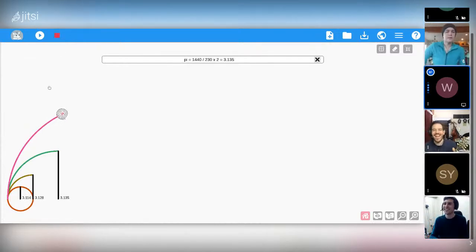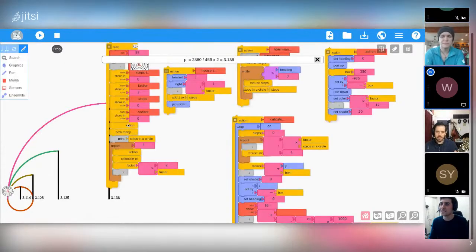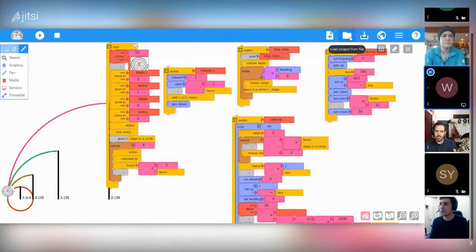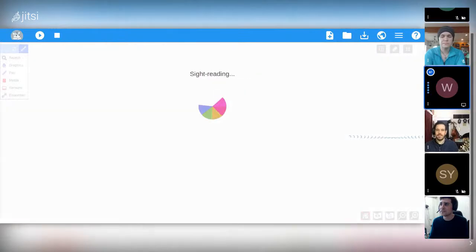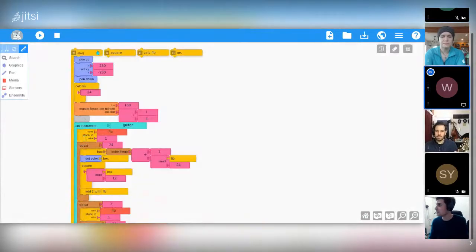So anyway, I'll just let this one more approximation finish, and then I want to show you something that we did that's a little bit musical with pi and something called Fibonacci numbers. So we're getting close. So I'm going to just load another project. This one is calculating another mathematical number called Fibonacci number, the Fibonacci sequence.